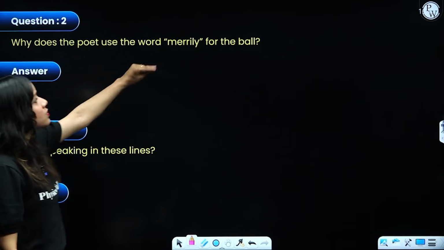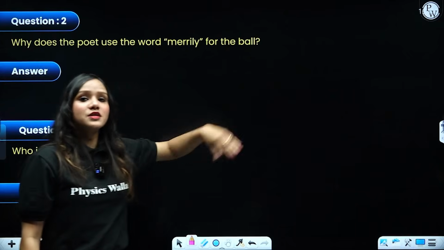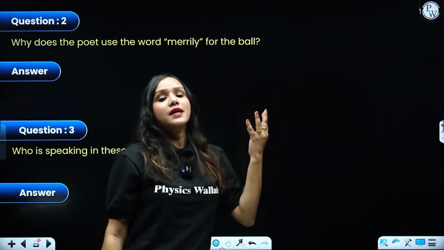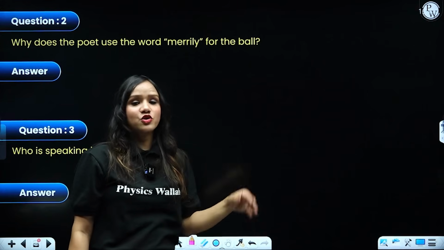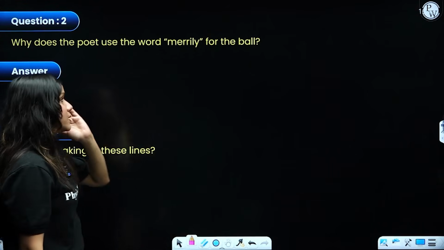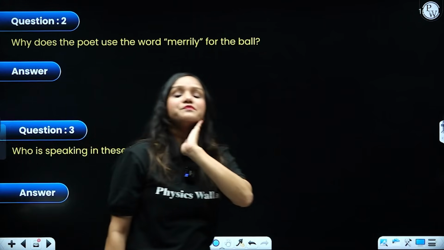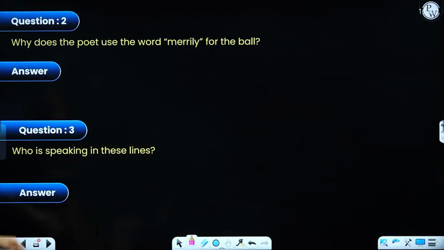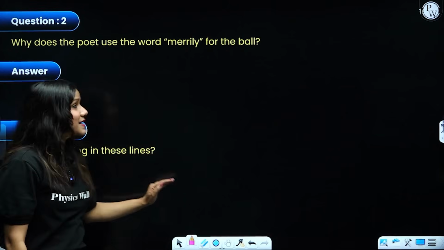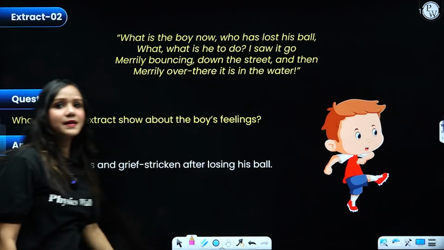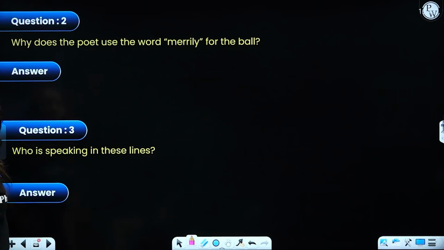Why does the poet use the word merrily for the ball? Because the ball keeps merrily bouncing. So the ball has been personified, because merrily is the word which has been attached to the ball. It shows that the ball was happily bouncing down the street, and how it went into the river, forgetful of the gloomy mood of the boy. Who is the speaker of these lines? Exactly, the poet is the speaker only, the narrator.